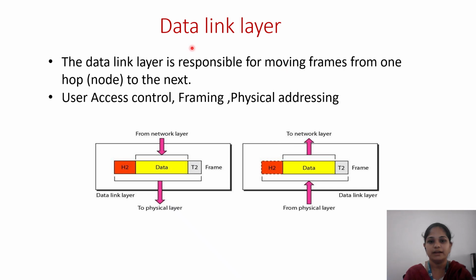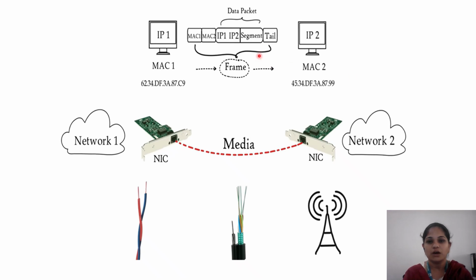The next one is the data link layer, which is responsible for moving frames from one hop to the next. It has functions like access control, framing, and physical addressing. This is how the segment will start. Along with the segment, the IP address of the source and destination will be added. Then the MAC address of the source, the MAC address of the destination, and the tail will be added. The entire thing is called a frame. Here the data packet is nothing but the IP1, IP2 segment.